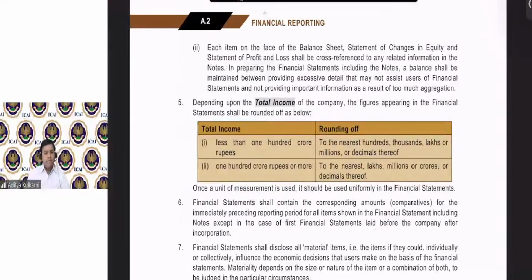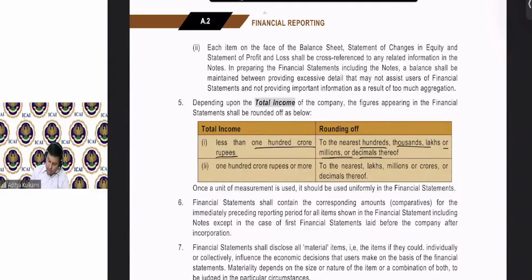Okay. The key fact right now is that rounding off is mandatory. If your total income is less than 100 crore rupees, then the rounding off will be to the nearest hundreds, thousands, lakhs or millions or decimals thereof. So without rounding off, balance sheets can no longer be made. This is there in Division 1 also, that is the regular financial statements that we have for non-Ind AS entities. Rounding off has to be done. We cannot present the full numbers right now.